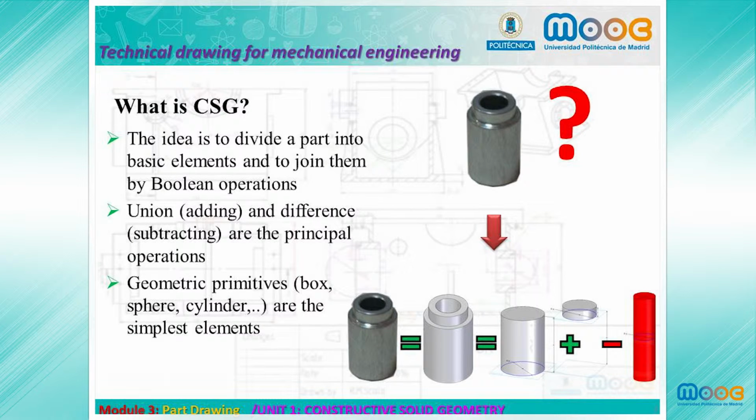What is constructive solid geometry, CSG? The idea is to divide the part into basic elements and to join them by Boolean operations. Operations like union, which means adding, and difference, subtracting, constitute the principal operations. Geometric primitives, for example the box, are the simplest elements to construct a part.